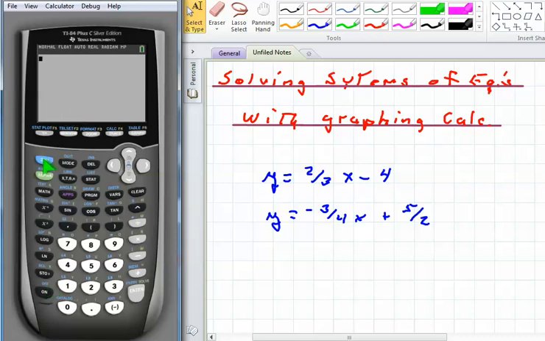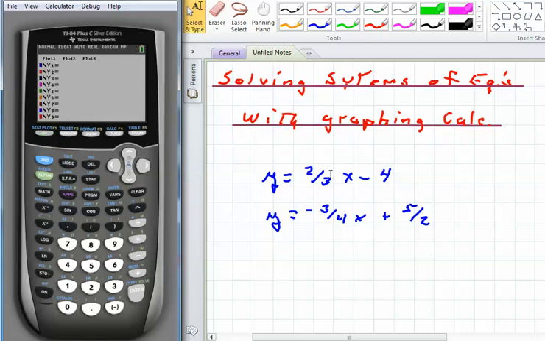So let's begin. What we want to do is type in the two equations. Something that I haven't said before that is very, very critical is you need to first go to Zoom and hit number 6 standard. Now, if you forget to do that and you've zoomed, you're going to end up wasting a lot of time. So always start Zoom 6, which takes you to standard, and then you can go back and enter your equations.